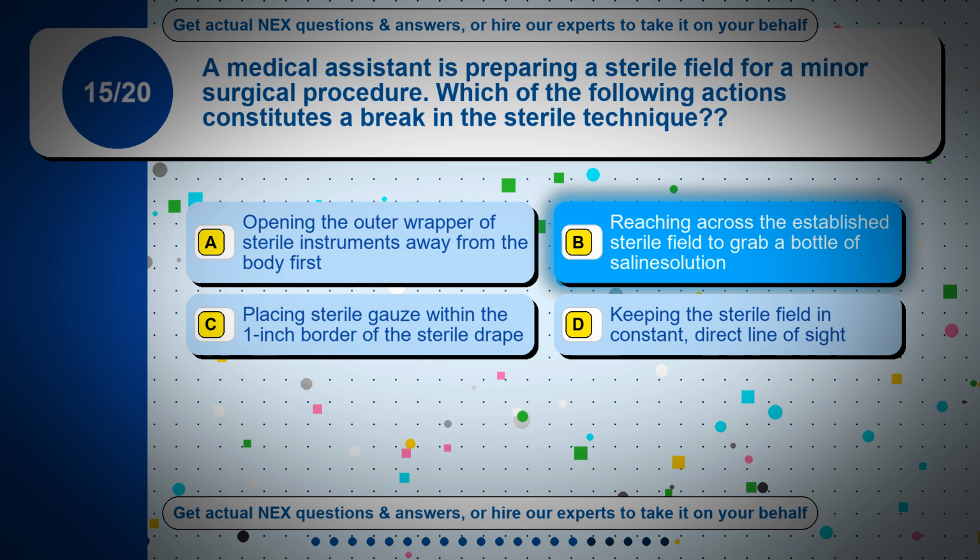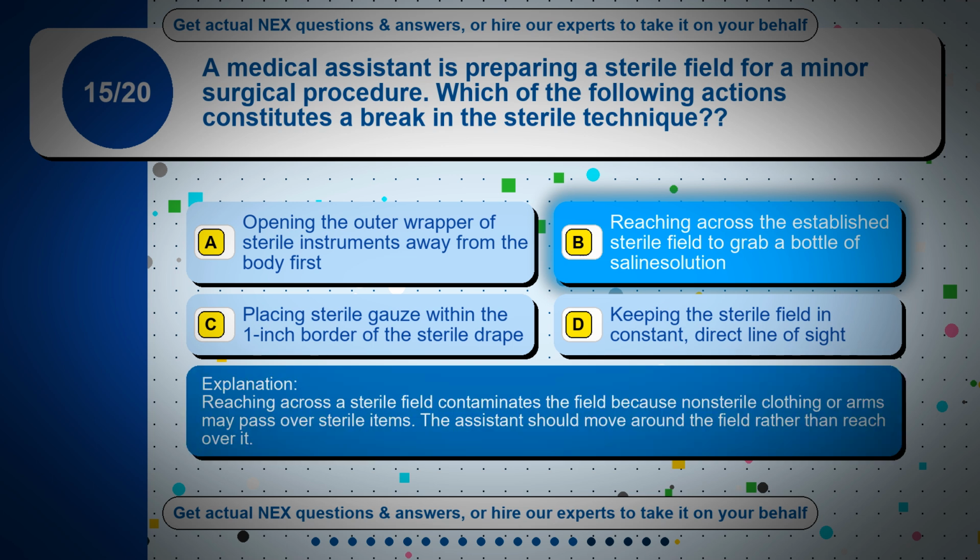Reaching across the established sterile field to grab a bottle of saline solution. Reaching across a sterile field contaminates the field because non-sterile clothing or arms may pass over sterile items. The assistant should move around the field rather than reach over it.